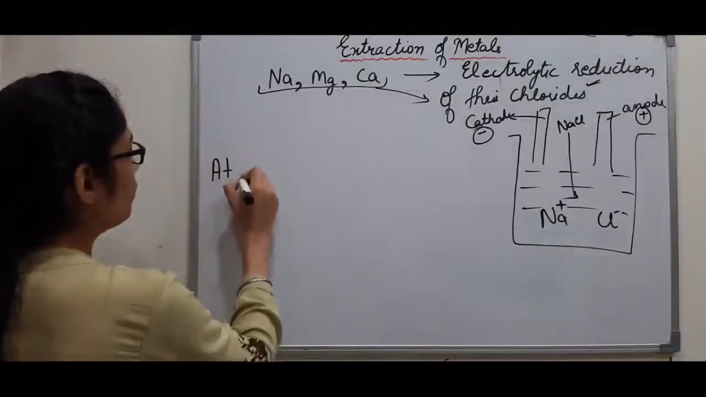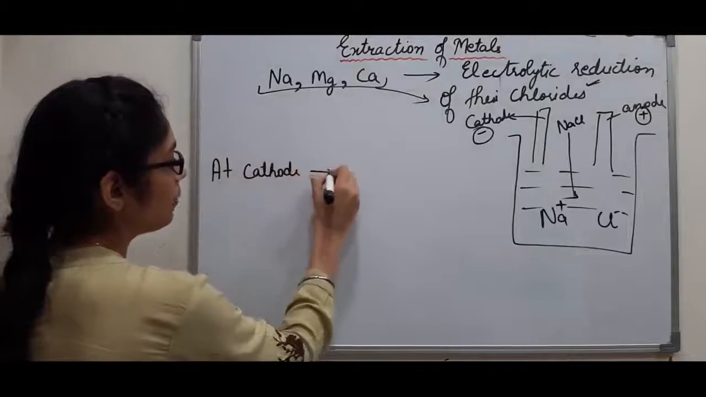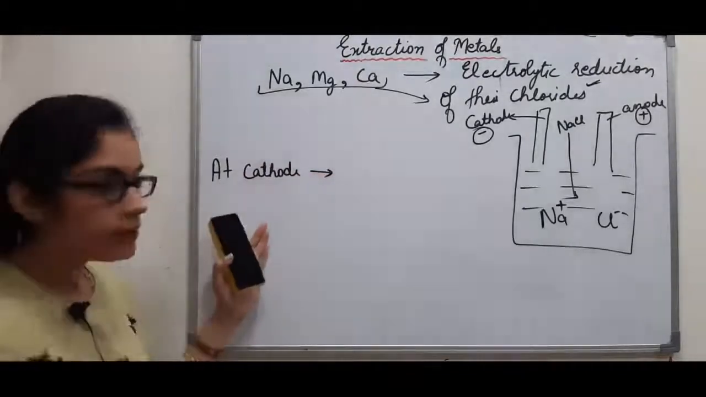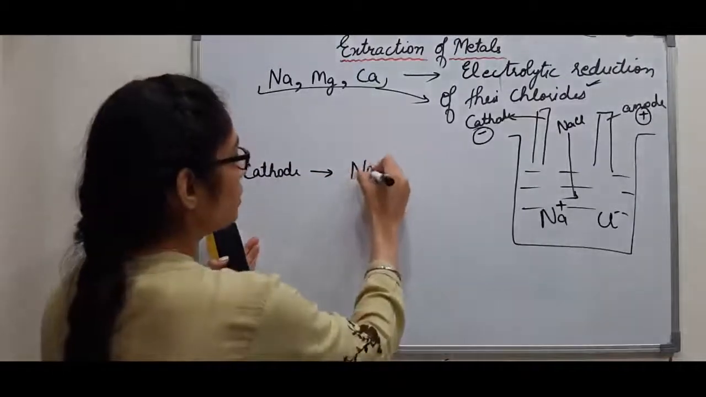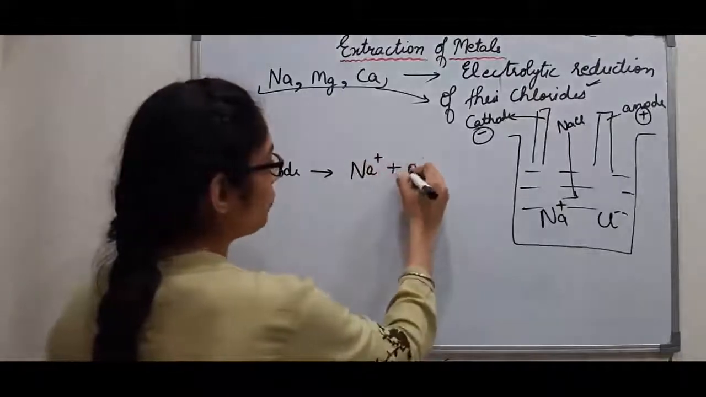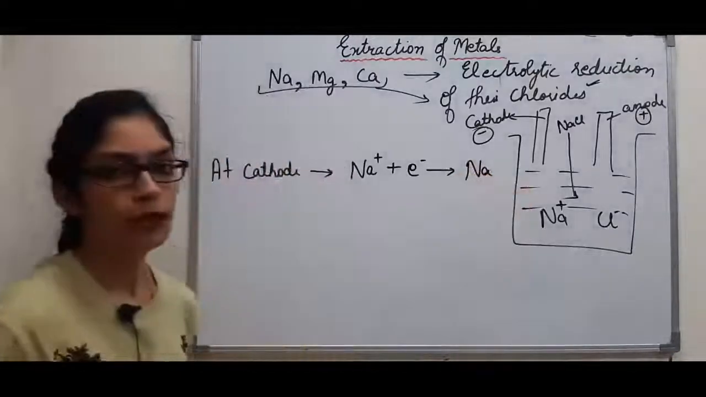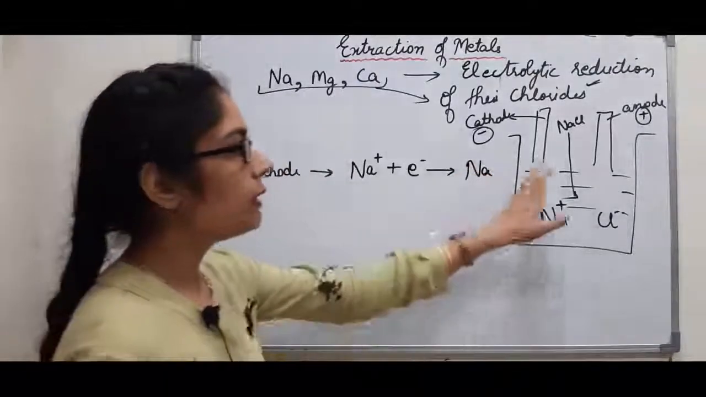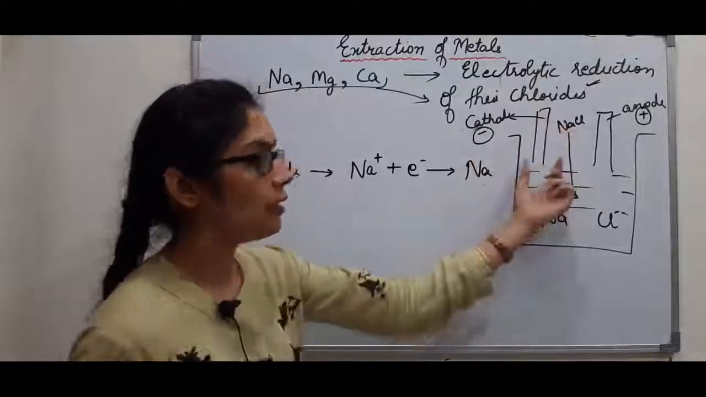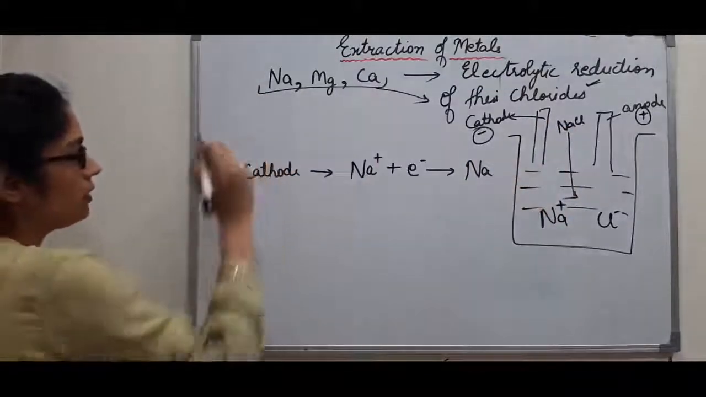At the cathode, which is negatively charged, this reaction will take place. Since it is negatively charged, it will attract positive charge towards itself, which is Na positive. So Na positive plus one electron gives sodium metal. The sodium metal will get collected at the cathode, because we are doing this reaction at the cathode.